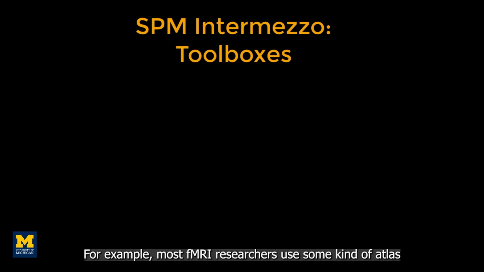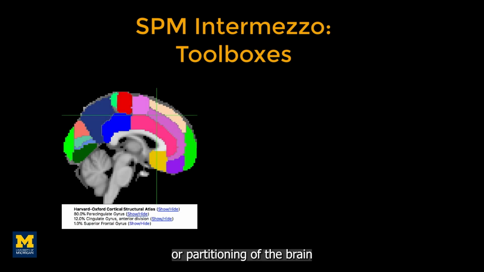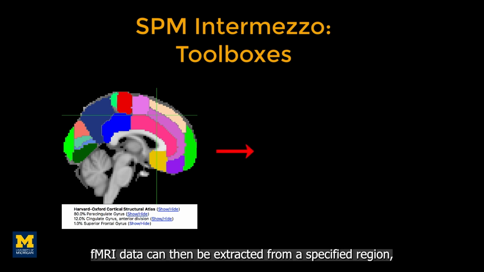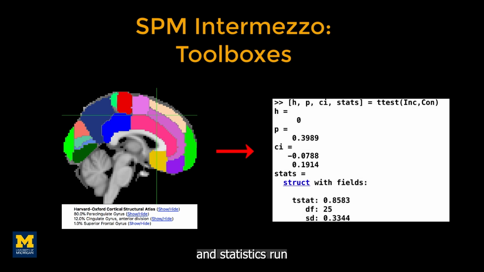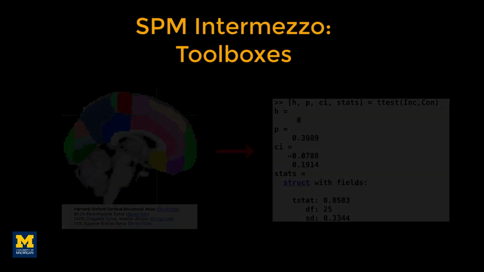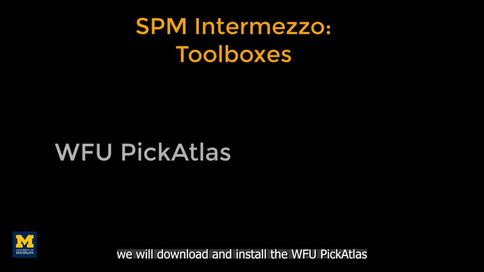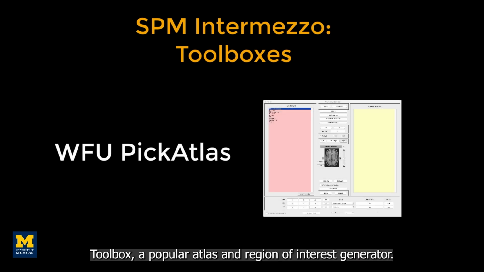For example, most fMRI researchers use some kind of atlas or partitioning of the brain into distinct functional or anatomical regions. fMRI data can then be extracted from a specified region and statistics run to determine whether there is a significant effect in that region. To create these anatomical regions of interest, we will download and install the WFU PickAtlas Toolbox, a popular atlas and region of interest generator.